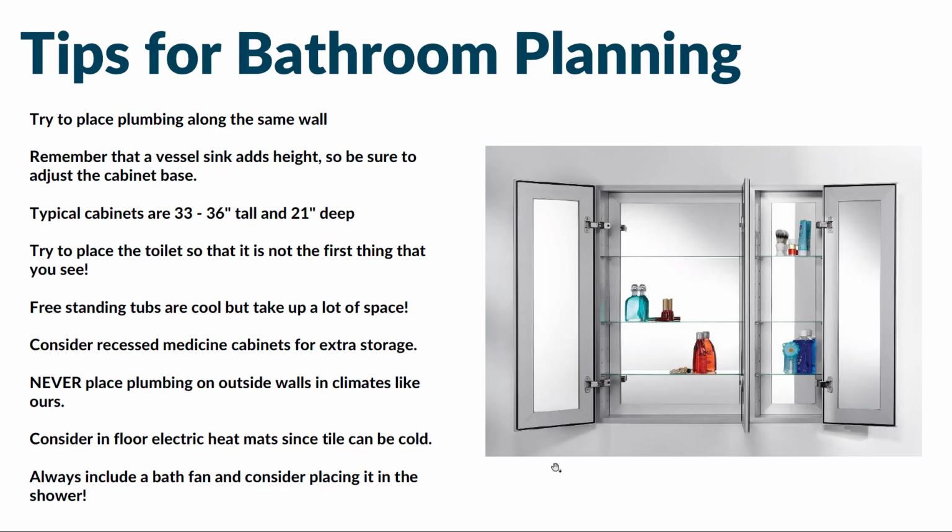So some tips for bathroom planning. Well, first thing, and what we always try to do, is place plumbing along the same wall if possible. So locating the sinks and toilets and showers and all of that along the same wall is ideal because we can put all the plumbing in the same location. Likewise, if you have multiple bathrooms, locating them on the same wall back to back is also ideal because we can locate the plumbing in the same space.